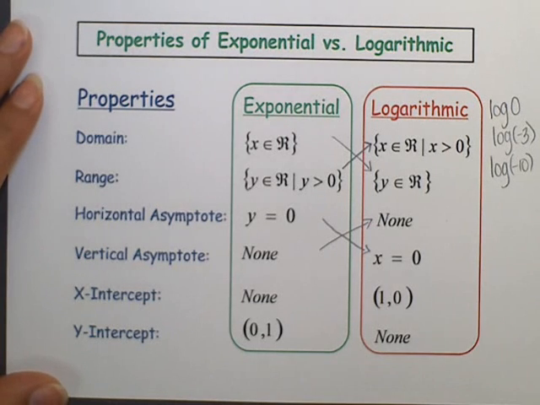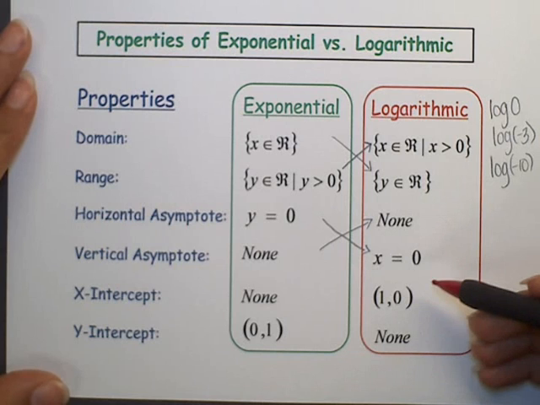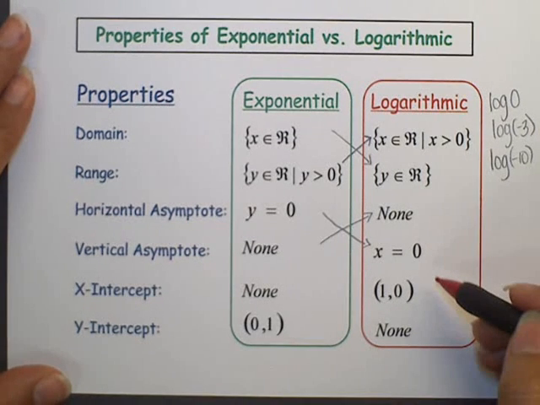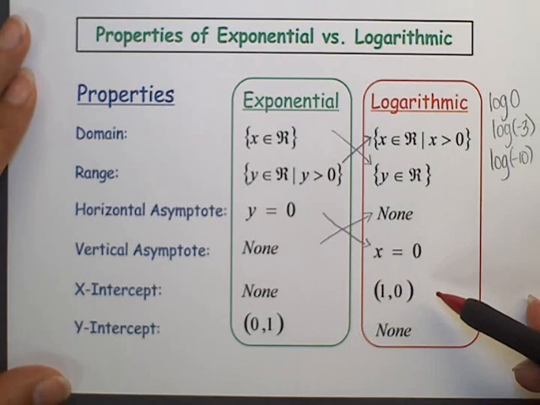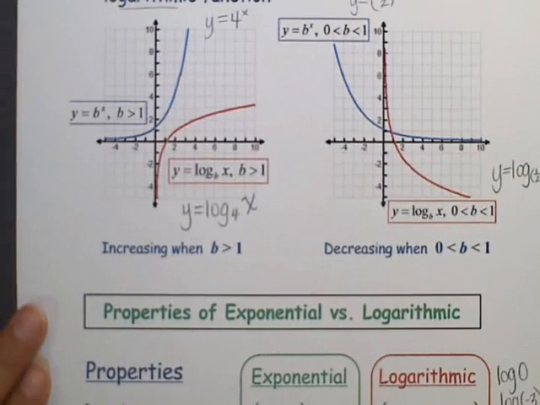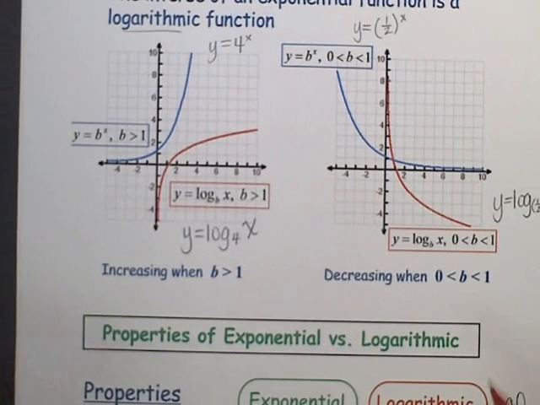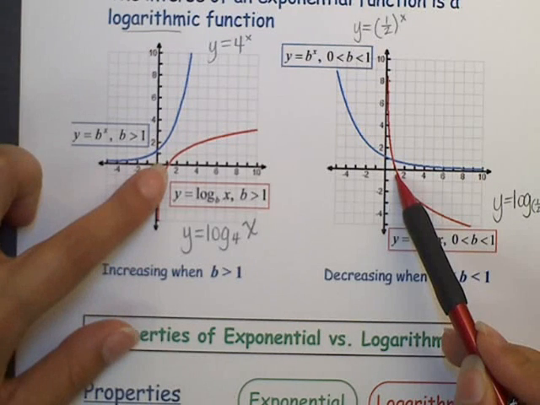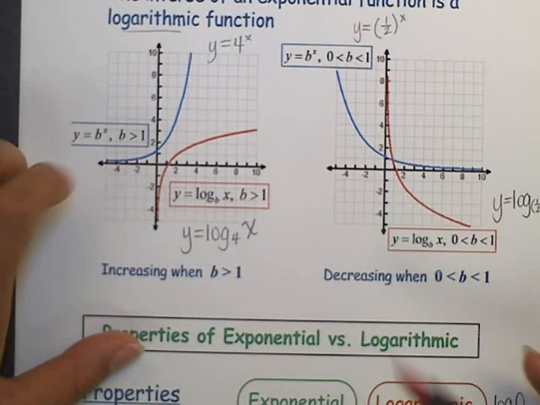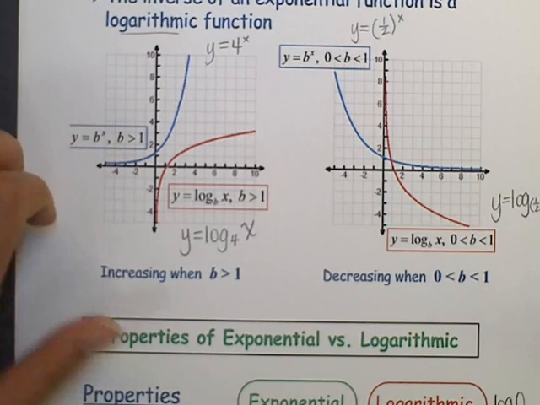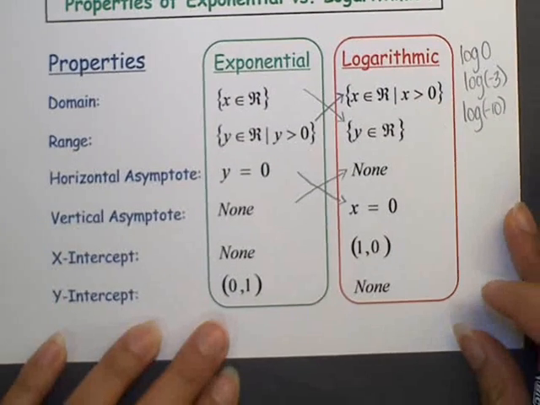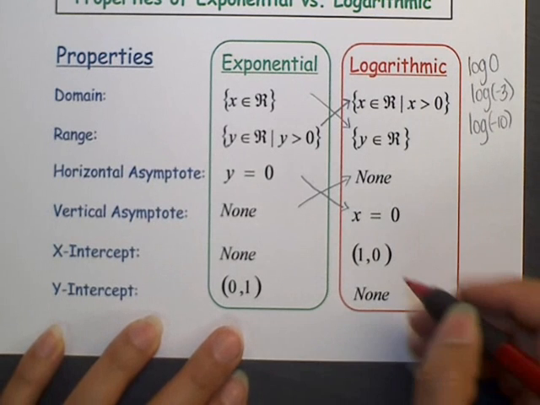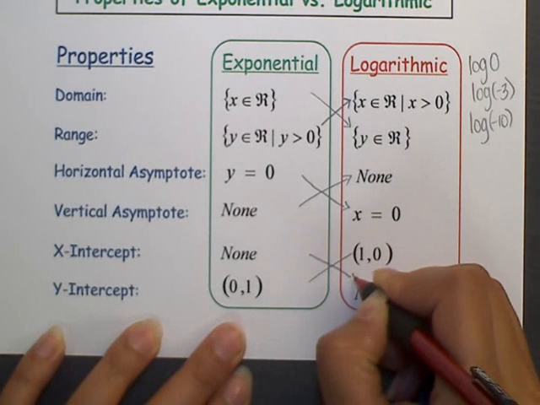In terms of the intercepts, the exponential function had no x-intercepts, but the logarithmic function does. If we look back at the graphs, you'll notice that both of the red graphs cross through the x-axis, but they do not cross through the y-axis. Okay? And so you'll notice that these properties have also interchanged between the exponential and logarithmic function.